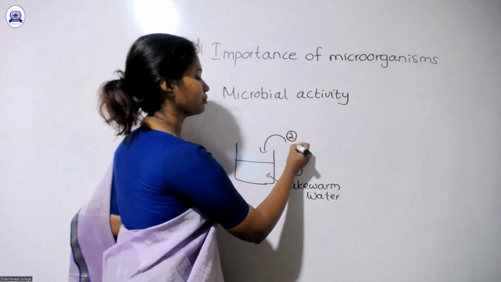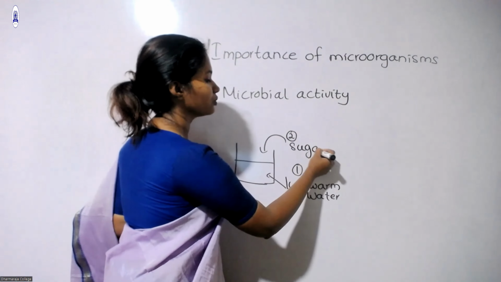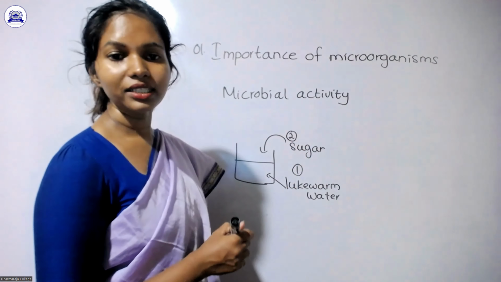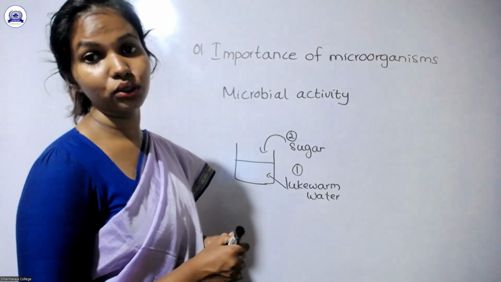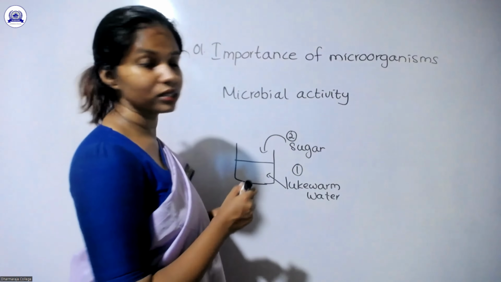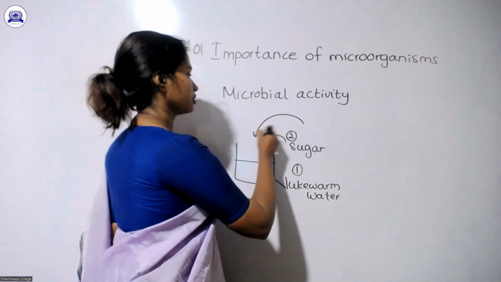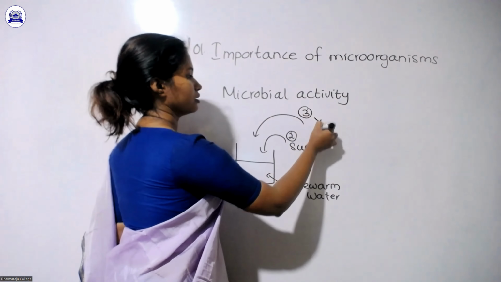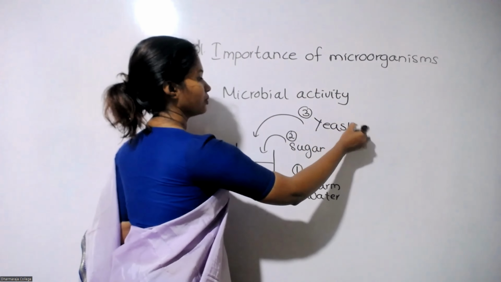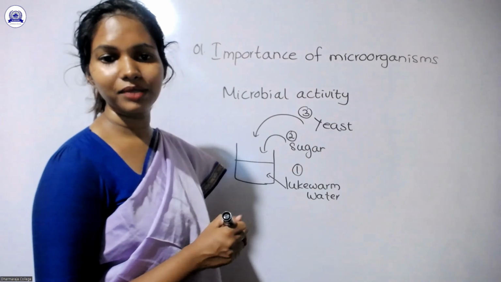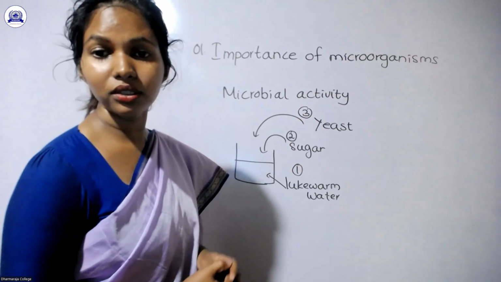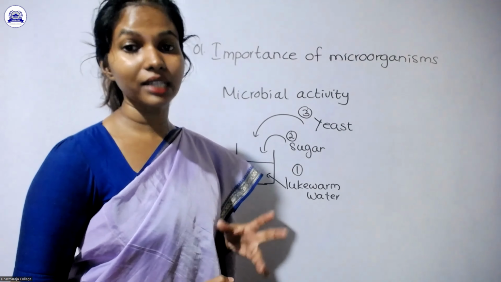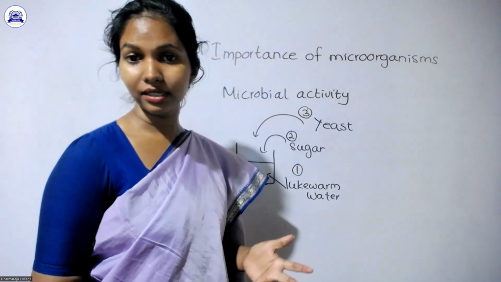So as the second point, you are adding some sugar into that one. And not only that one, after putting sugar, you have to put some yeast into the solution. Okay, so yeast is the microorganism that you put, and sugar is the food that you put to the microorganism.